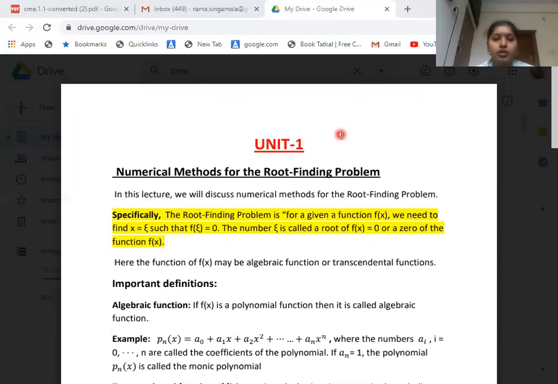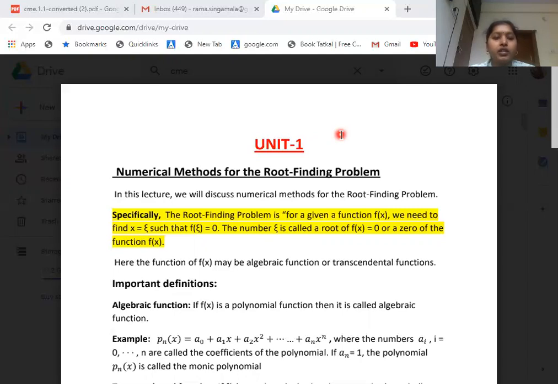Let us see the first topic. Numerical methods for root finding problem. So in this lecture we will discuss numerical methods for the root finding problem. Specifically, the root finding problem is, for a given function f(x), we need to find x equals some zeta such that f(zeta) equals 0. Then the number zeta is called root of the equation f(x) = 0 or zero of the function f(x).